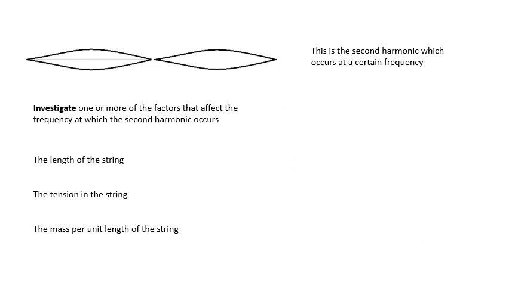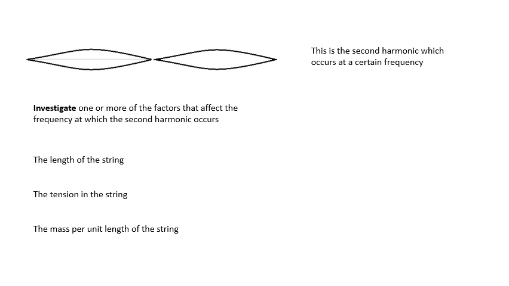Now, what might you be asked to do? Looking at the second harmonic, I actually use the second harmonic when I do this with the class. I don't say do it for the first harmonic, I say do it for the second harmonic. Why? Because then the length of the string is a wavelength, and it makes the maths a little bit easier.